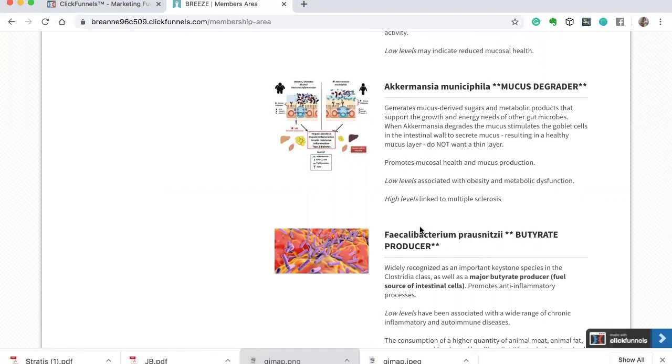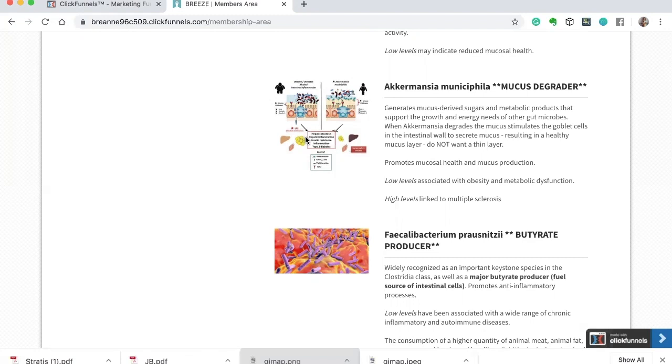And this one you can think of as the mucus degrader. So it degrades the mucus-derived sugars, and the metabolic products produced from that process support the growth and energy needs of other gut microbiomes. So it loves mucus. So what it does is it takes the sugars, breaks down the mucus, and then those byproducts of the breakdown provide the fuel and energy source for the other gut microbiomes or microbes to grow.